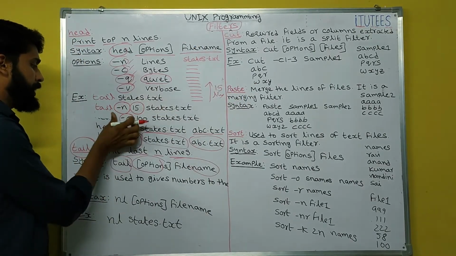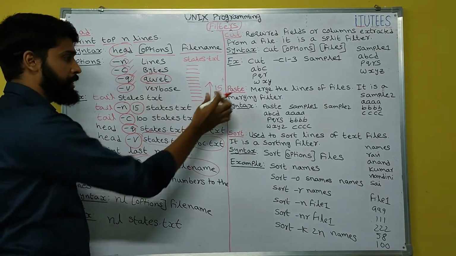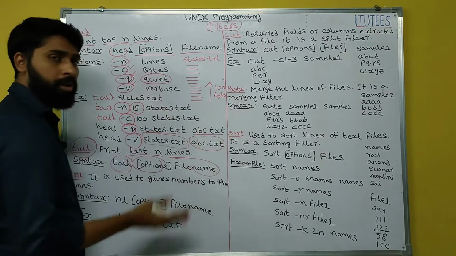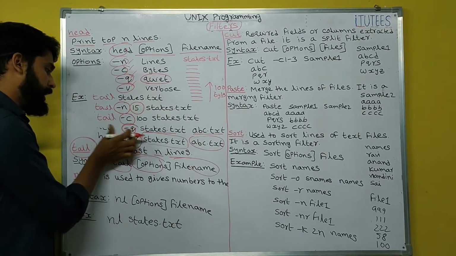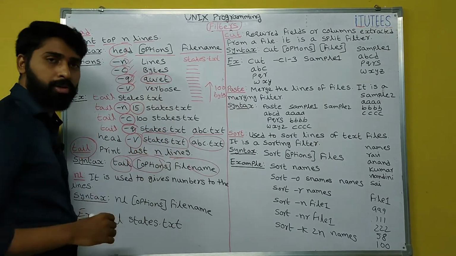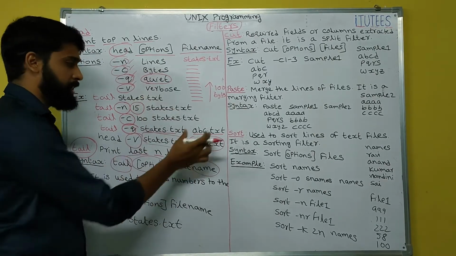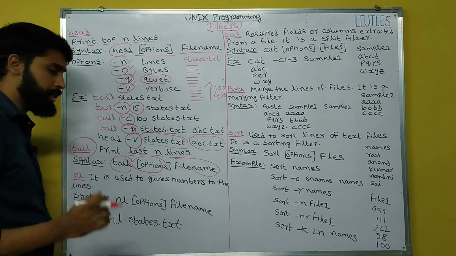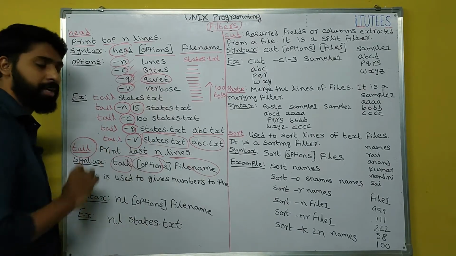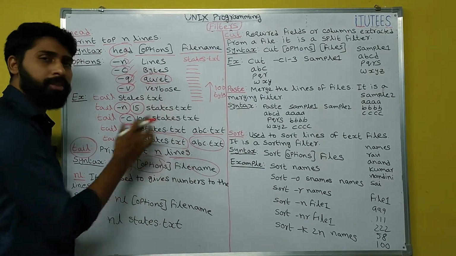If I use tail -c, then it displays the last 100 bytes. So 100 bytes from the end. Similarly, tail -q means quiet. You can give more than one file name. Now it displays the last 10 lines of states.txt and the last 10 lines of abc.txt. And similarly, tail -v states.txt abc.txt prints with file names.